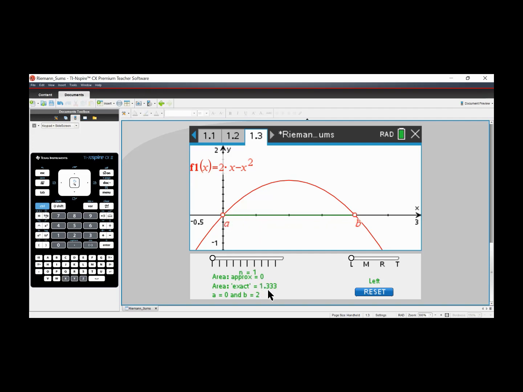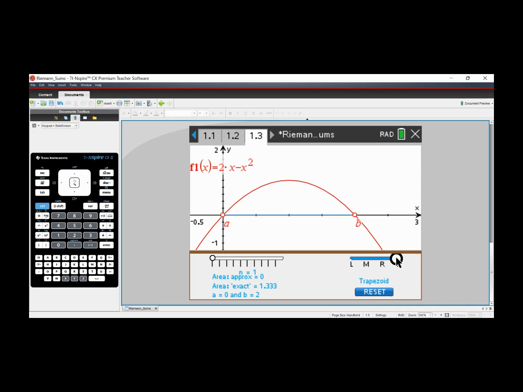The exact area is 1.333, so 4/3. Notice this area here, the 0 is for an LRAM. If I take this and slide it, the midpoint area approximation, notice the rectangle's been drawn in orange, is 2. And if we go to R and we go to T for trapezoid.